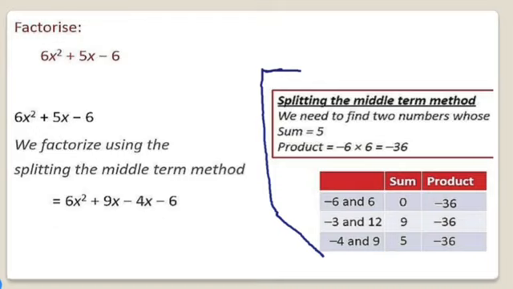Here the equation becomes 6x square plus 9x minus 4x minus 6. Now in the first two terms we are going to take 3x as a common, and in the next two terms we are going to take minus 2 as a common, because if we take 3x as a common here, we remain with 2x plus 3. Similarly, if we take minus 2 here, we get 2x plus 3. So because of that, we are going to take minus 2 as a common.